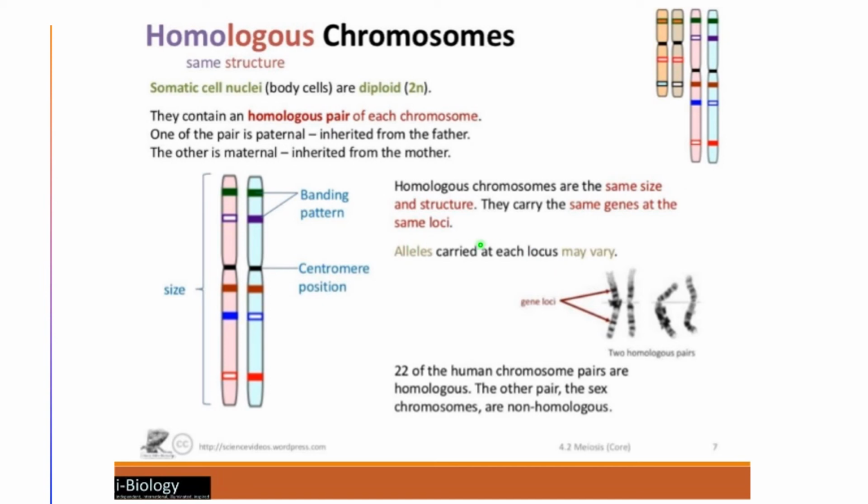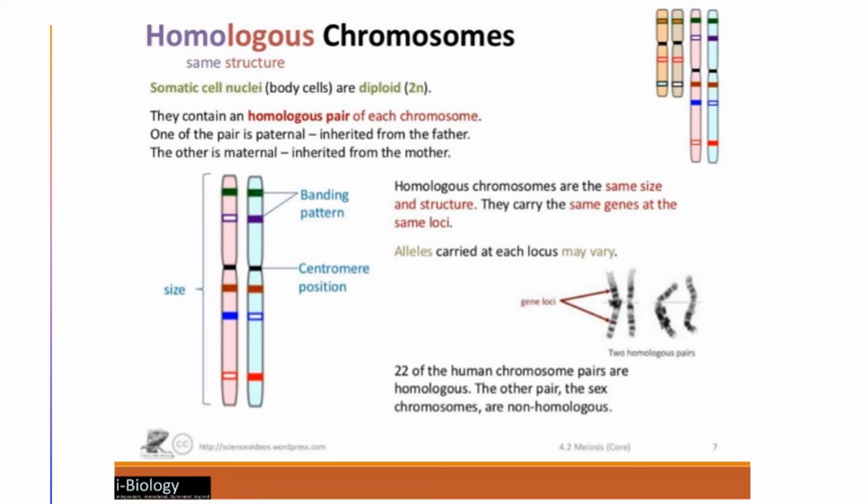Now if you can see here, this is the banding pattern. This is a centromere position. This is a banding pattern. Different regions are obtained over here because of the different chemical stains used in the case of chromosomes. Now you can see 22 of the human chromosome pairs are homologous. The other pair, the sex chromosomes, are non-homologous. Now, these are gene loci present on the chromosomes. These are two homologous pairs. This is one pair, this is the other pair.